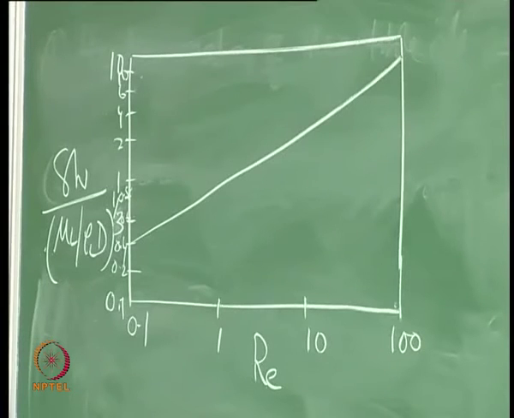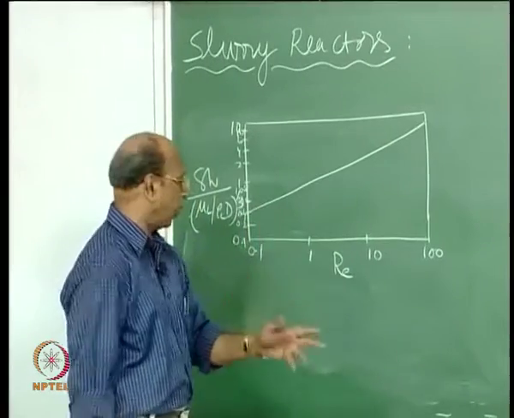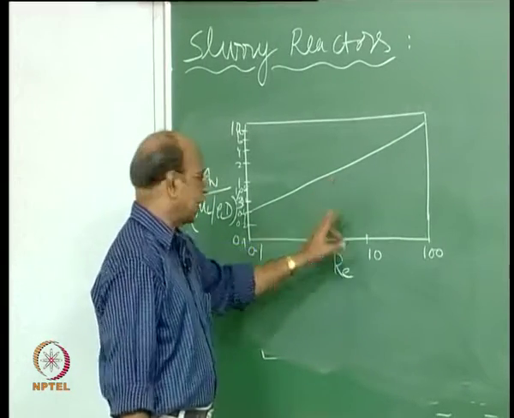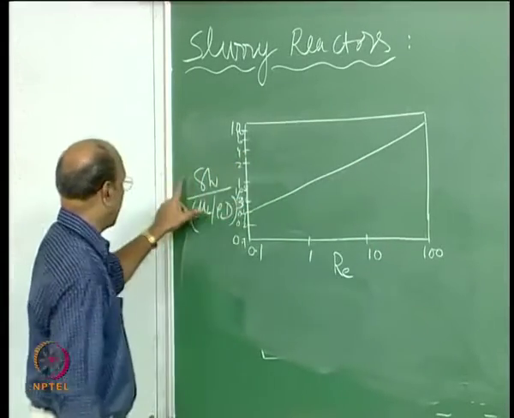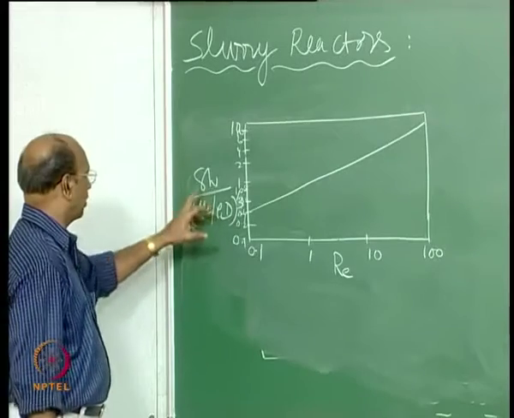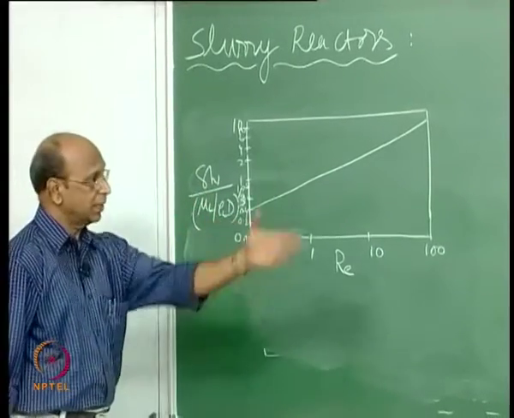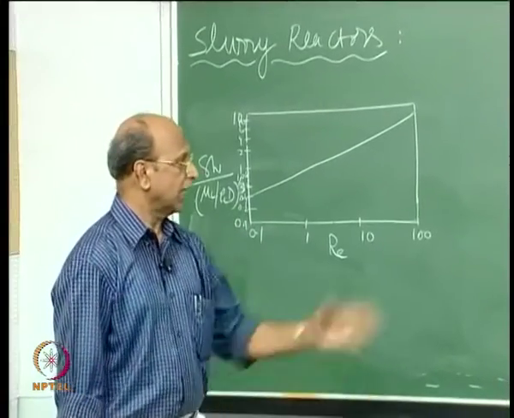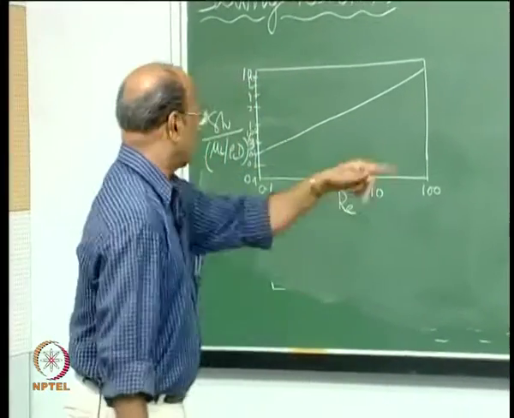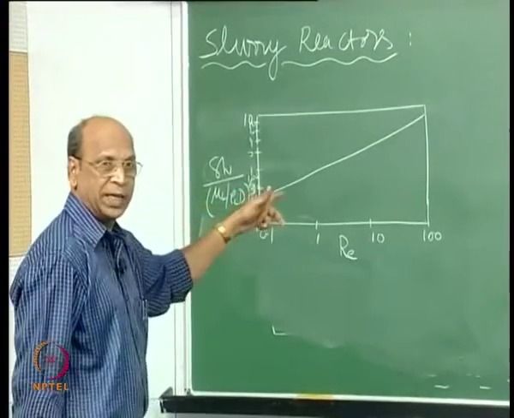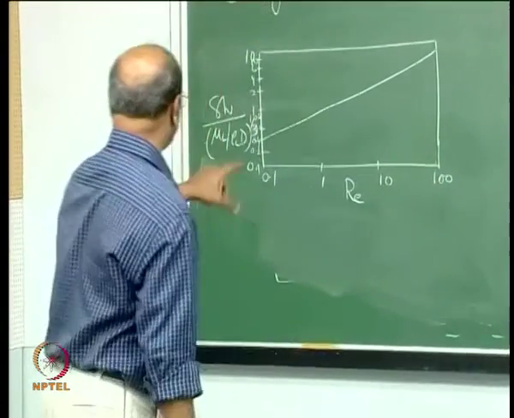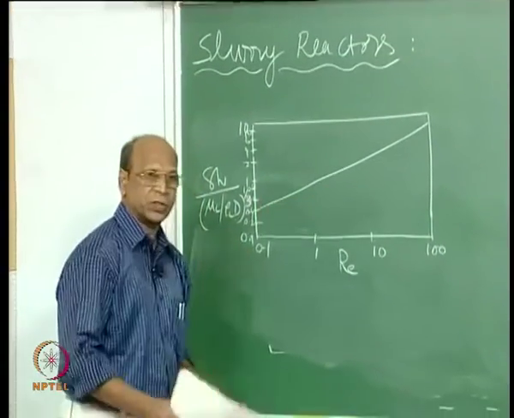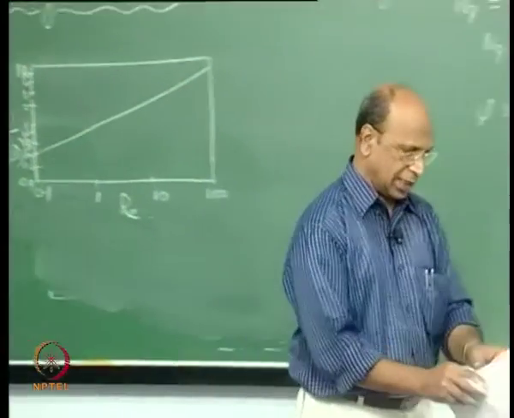That means, if you want to design, or even if you want to calculate, if I give the problem, I have to supply this information and then first calculate the Reynolds number. If it is 10, go there, read, and this coordinate you know. So, Sherwood number is again defined as K_c d_p by diffusivity. You substitute that value, so using that you can calculate what is K_c from this. Good. So, that is the correlation.